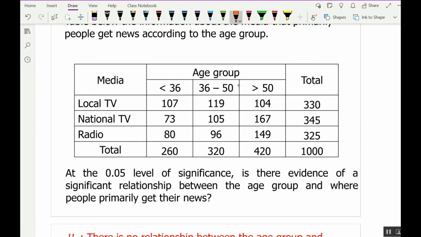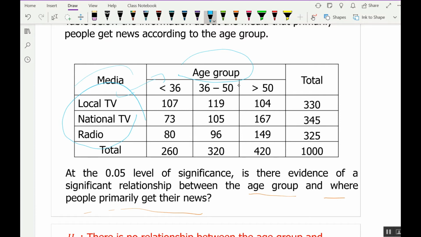The objective of this study is to see the relationship between the age group and where people get their news, the sources. They want to look at the relation between age group and the sources of news, either local TV, national, or radio. So this is the relationship they want to infer between the categorical variable of age, which is also a categorical variable, and the other category, media. The media can be either of these three sources.